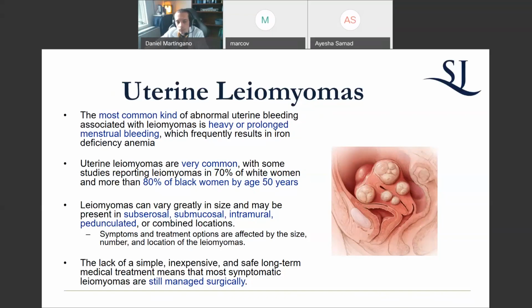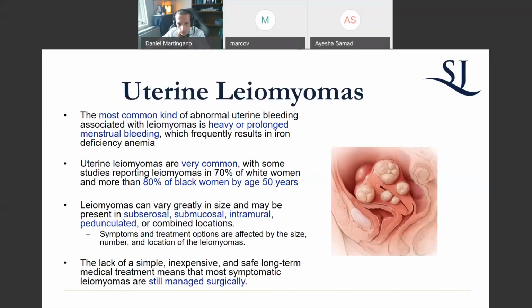So when we describe leiomyomas, there's a categorization of where they're located, and where they're located also has to do with their symptoms. So even before you order your ultrasound, the clinical symptoms will direct you into what may be happening.